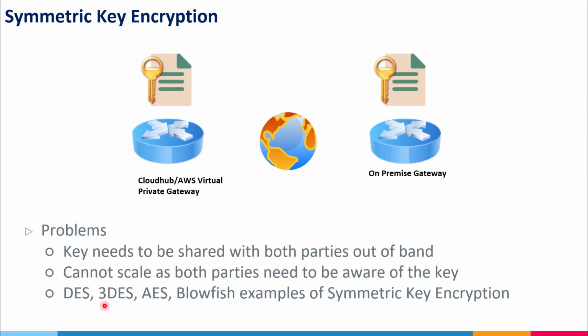Now DES, triple DES, AES, Blowfish are some examples of symmetric key encryption. Now this doesn't mean that symmetric key encryption is useless. It's useful, it's being used heavily, and it's being used for bulk encryption, because it's faster to encrypt, because the same key is used everywhere.